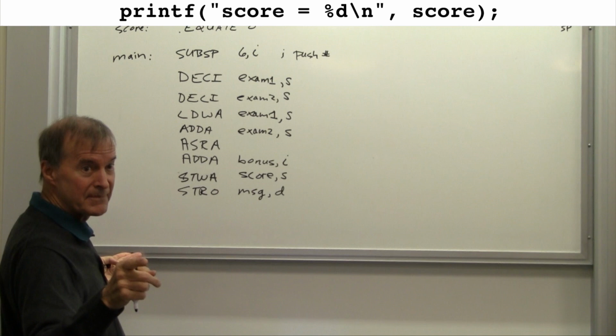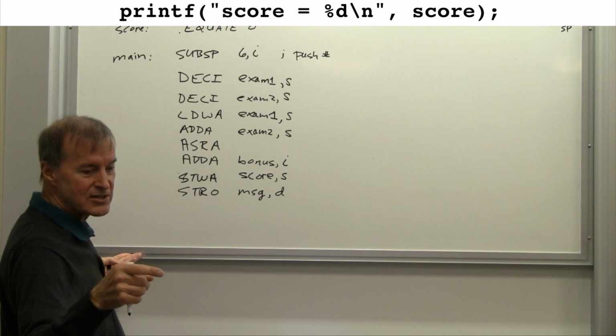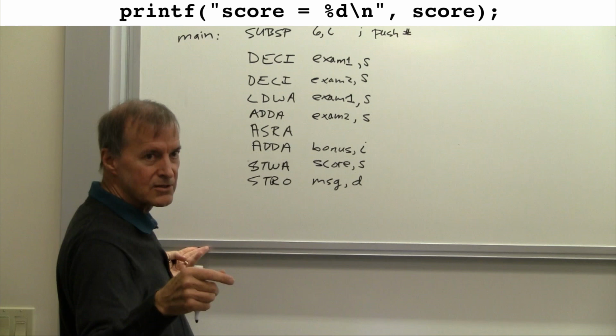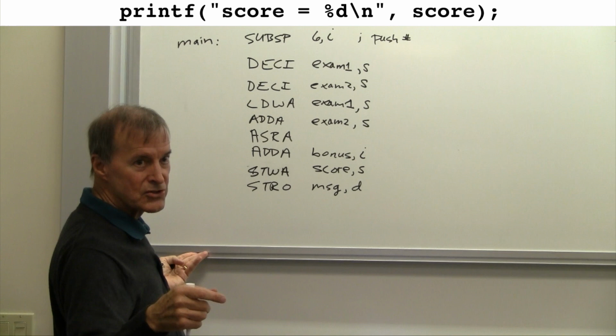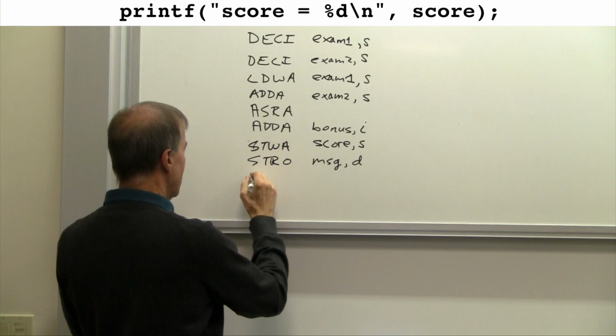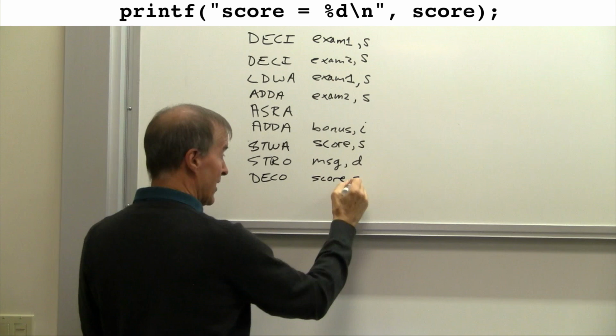Now what comes next in that printf? We have to print out the value of what? Of score. And what is its type? Integer. So therefore we use DECO. DECO what? DECO for score, stack relative, because it's on the runtime stack. See how this is all working just like we did before, only it's with stack relative addressing.